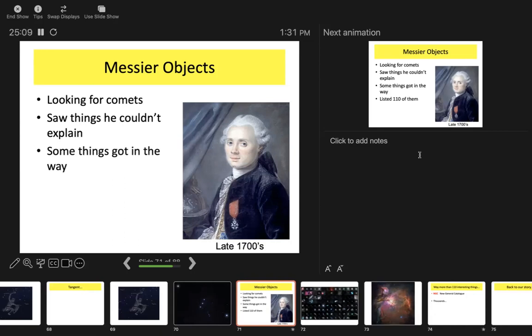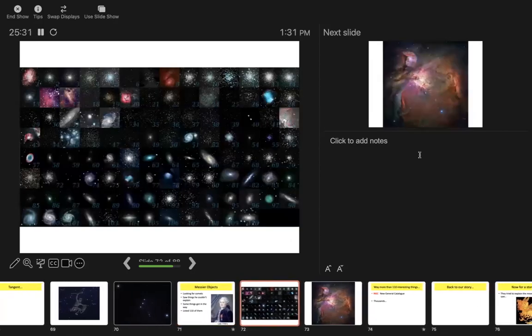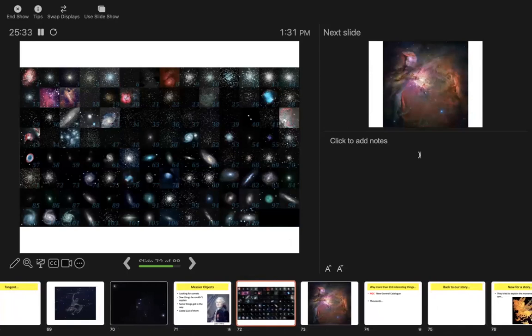So when he saw this stuff that got in the way of what he was trying to look for, he's trying to look for comets, right? He listed roughly 100. There's some argument about whether he had all 110, but he listed about 110 of these, right? They're called Messier objects. And so once again, as you're flipping through the book and you see M10, M61, there's lots of them, there's 110 of them. Here's all 110 of them right here. And they're really interesting objects, right? And they're called Messier objects.